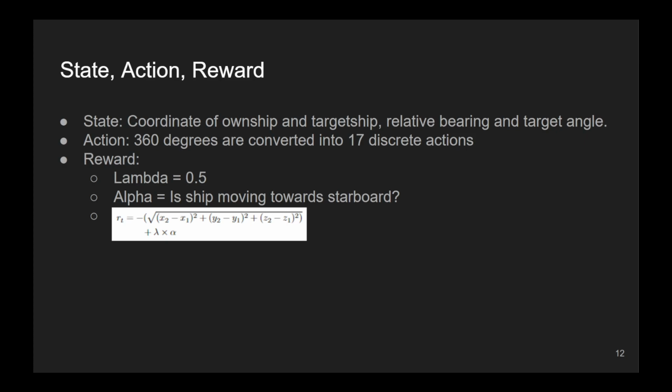The reward function is designed to encourage the ship to avoid collisions while following international nautical rules. We use the Euclidean distance between the own ship and the destination to provide a primary reward. Additionally, we give a small reward for moving to starboard, as maritime rules generally dictate that a ship should move to starboard to avoid collision. If a collision occurs, we deduct 200 points from the reward. This structure ensures that the agent learns to navigate safely and efficiently.